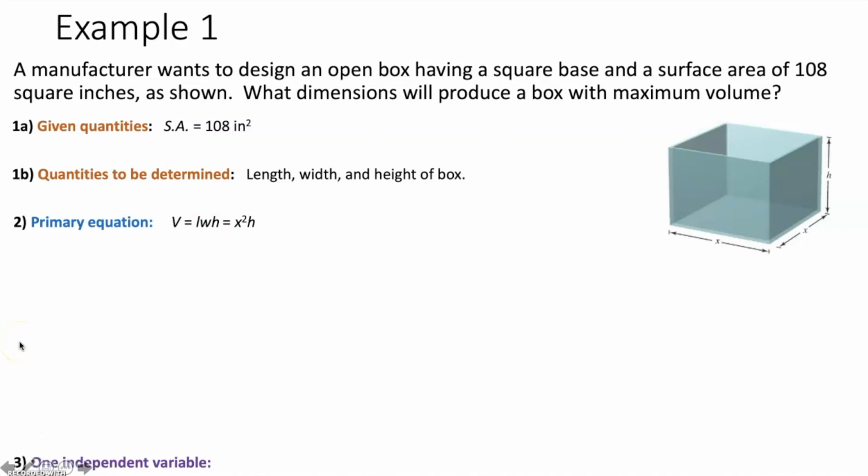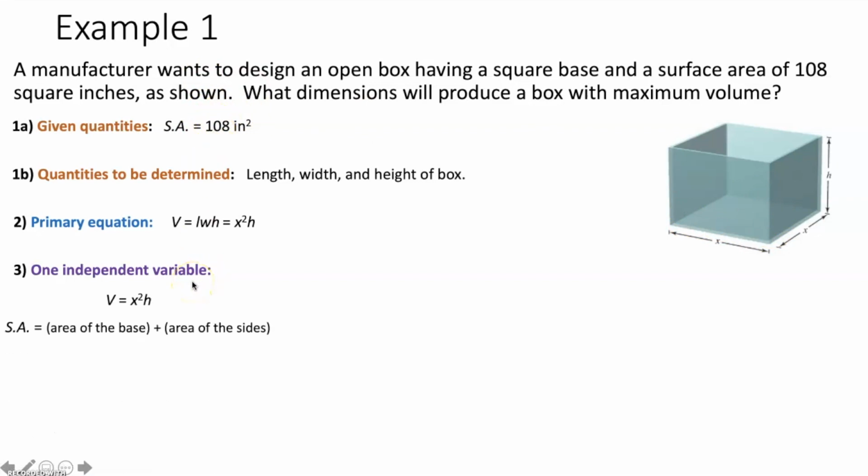Now in step 3, we need to make sure that our primary equation only has one independent variable because we have to take the derivative of it later. So if our volume formula is X squared times H, we need to figure out how do we write X in terms of H or H in terms of X. Well, again, you need to go back to your given quantities. What are we given? We're given the surface area of this open top box is equal to 108 inches squared. Now we're going to use this to make sure that we only have one independent variable. How do we do this?